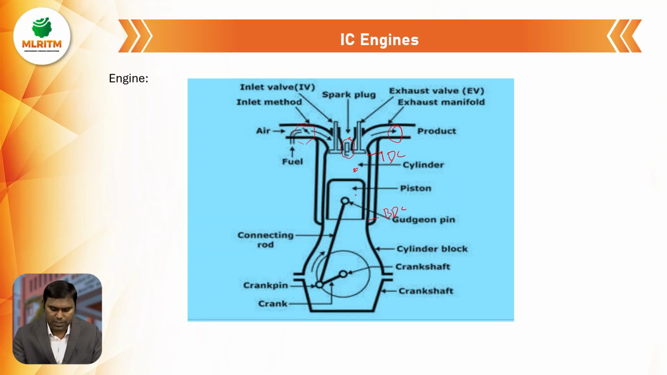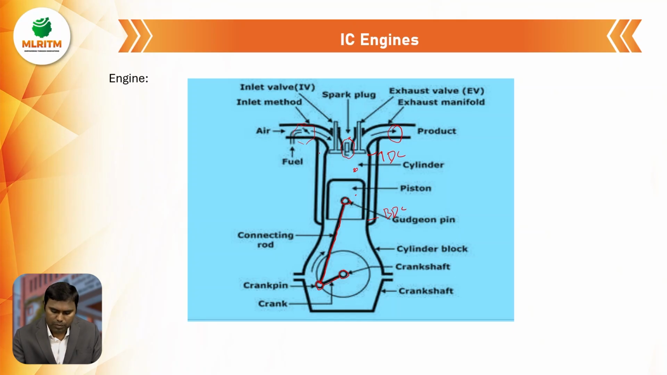The piston is connected with the gudgeon pin, and this gudgeon pin is connected with the connecting rod, and the connecting rod is connected with the crank pin, and the crank pin is connected with the crank, and this is the crankshaft. So our main aim is to rotate the crankshaft. Here this reciprocating motion is converted into rotary motion. Then after rotating, the crankshaft is connected with the main shaft and the vehicle, and moves the vehicle.